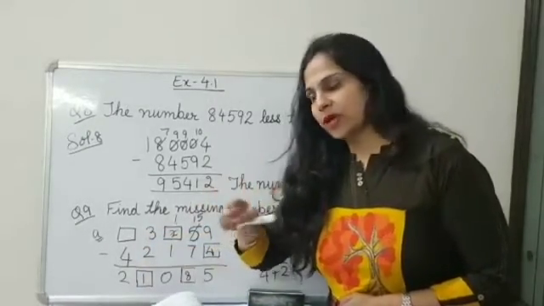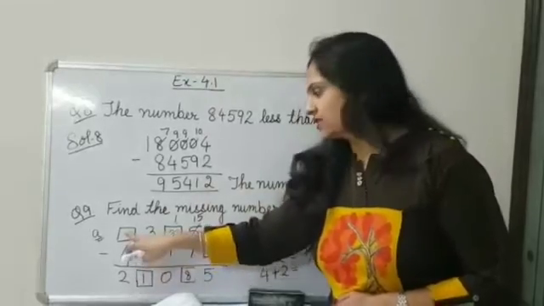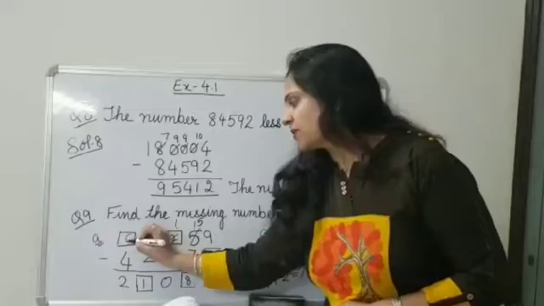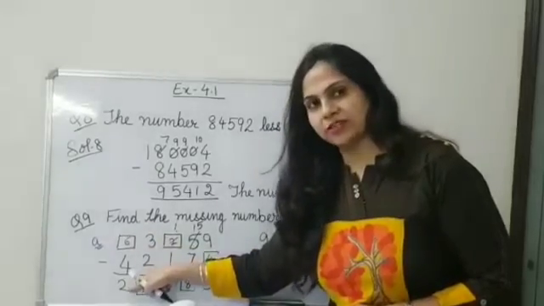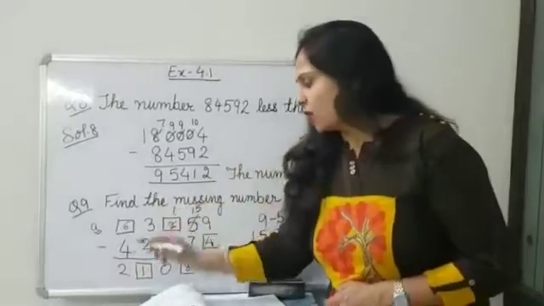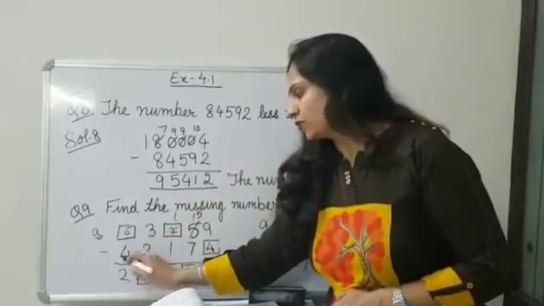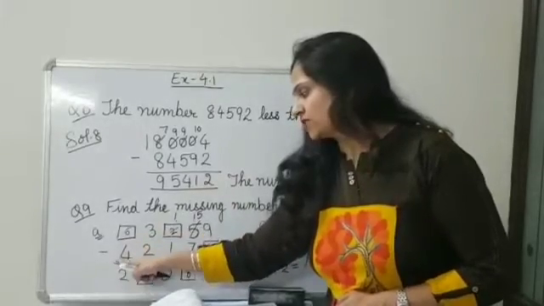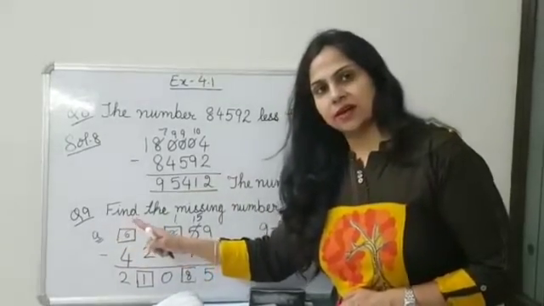Now next is 3 minus 2 is 1. Now dash minus 4 is 2. You can do one more thing. Add these two numbers. You will get this number. Because this is subtraction fact. That is 6 minus 4 is 2. This is subtraction fact. We can write addition fact of it. How we will write addition fact? 2 plus 4 is 6. 4 plus 2 is 6. Clear?